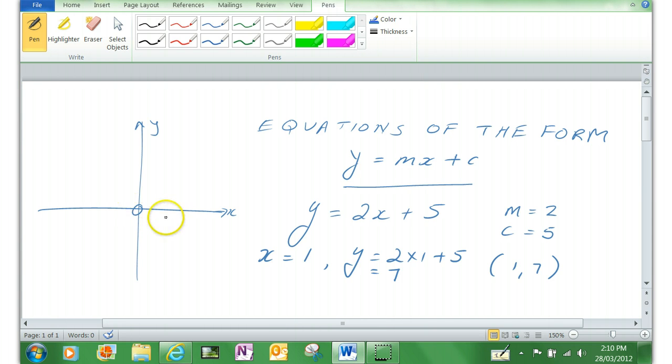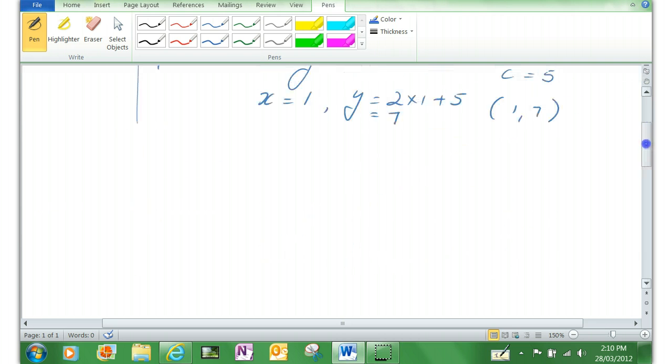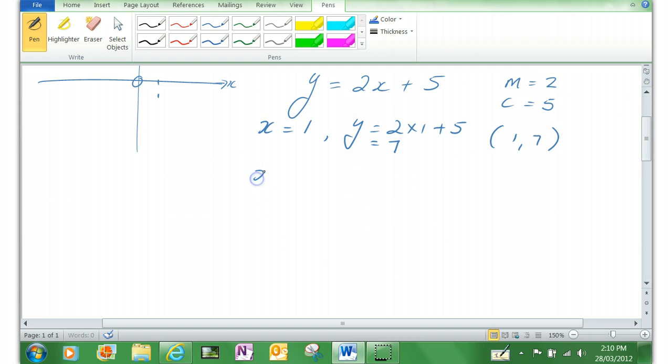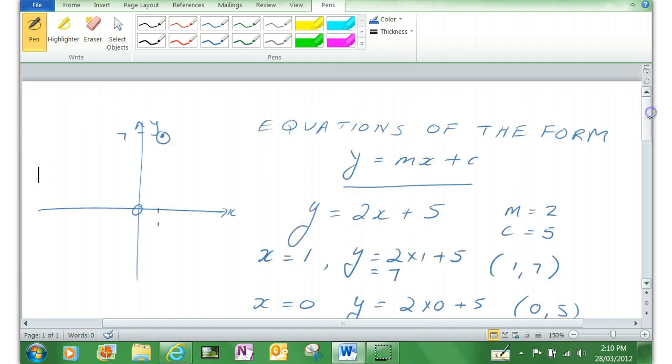So let's plot that in. We'll just do it really rough. 1, so that's about 1 there. And so 7 is up here. So there's the point 1, 7. Now, supposing we plug in, say, x equal to 0. That's a nice simple number. Y equals 2 times 0 plus 5, which equals 5. So the point 0, 5 also satisfies this rule. If x is 0, y is 5. So let's put that in. 0, 5. So it's about there.